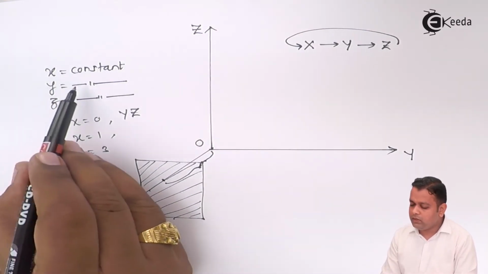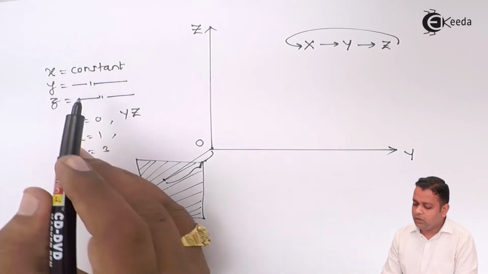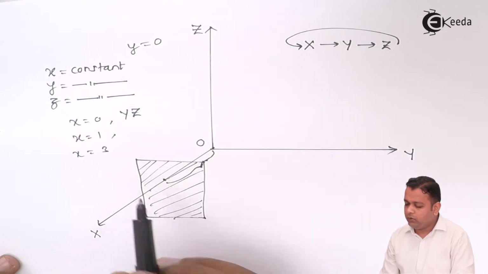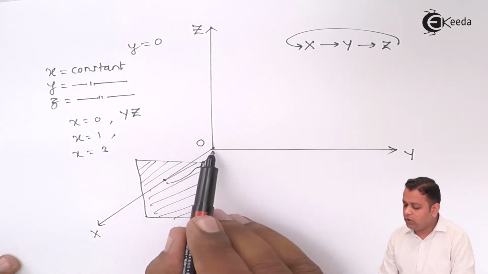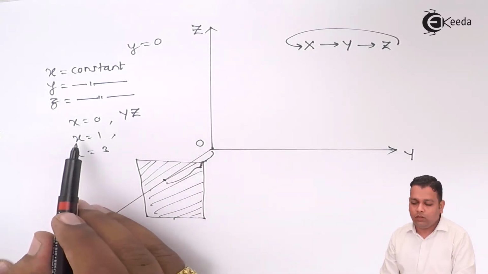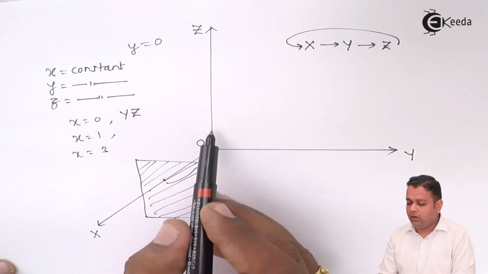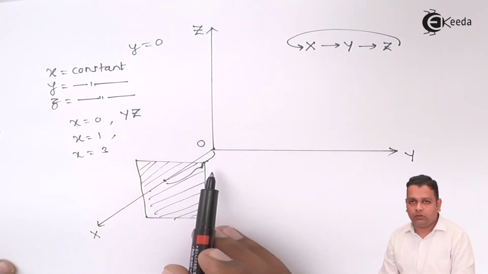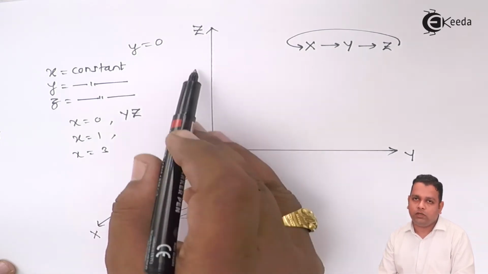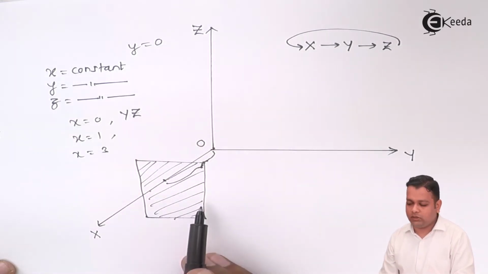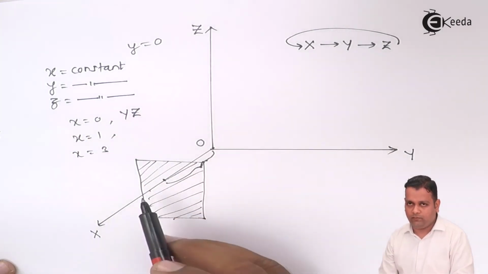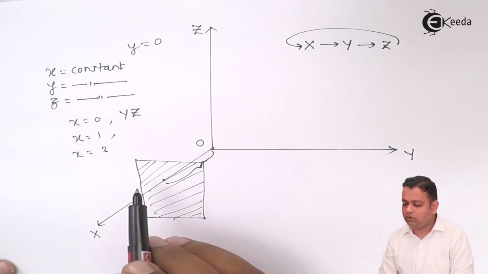Now if we take y is equal to constant, first of all we put y is equal to 0. So y is equal to 0 means we cannot be on the positive side of y, we cannot be on the negative side of y, we should be aligned to the position of the origin. x can be anything, positive or negative, z can be anything in upward or downward direction. So y is equal to 0 is nothing but the xz plane, which is perpendicular to the y-axis.